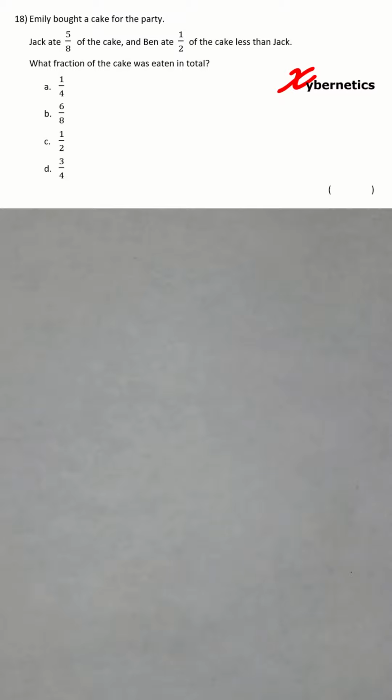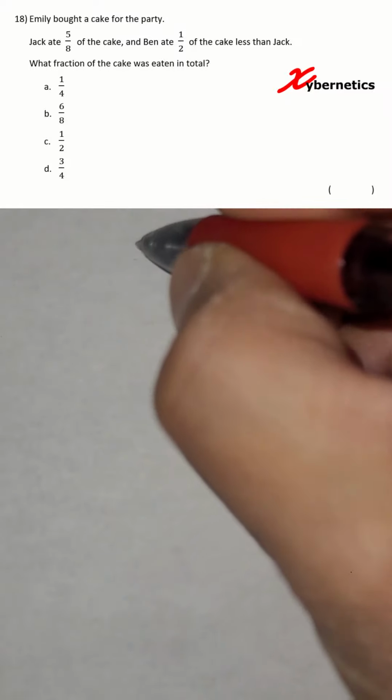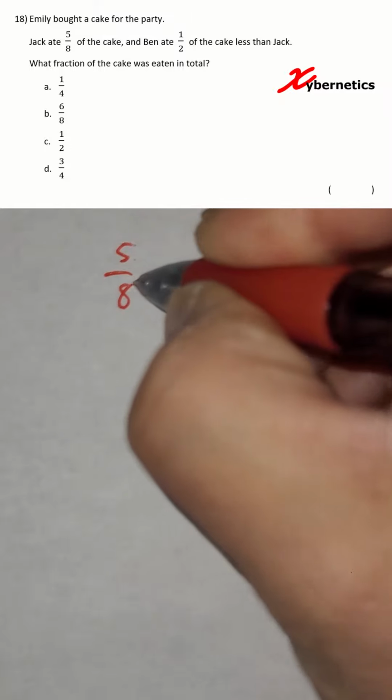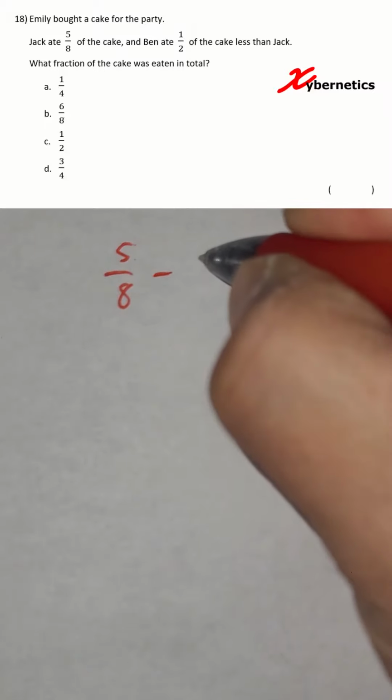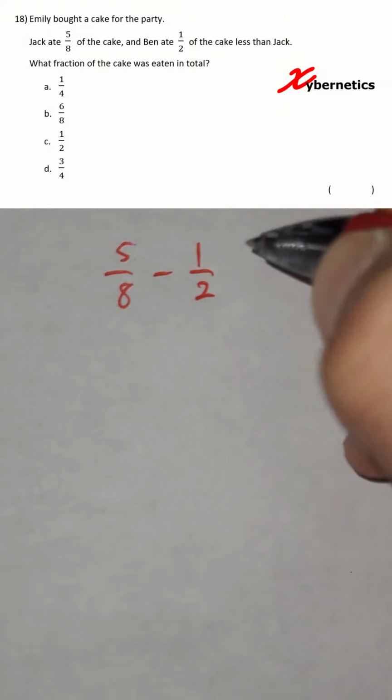Well, this is a very classic two-step word problem. The first thing we're going to have to do is to find the amount of cake Ben ate. We know that Jack ate 5/8 of the cake, and in order to find Ben's amount, we're going to have to subtract half from that, because the question says that Ben ate half of the cake less than Jack. So we're going to basically say minus 1/2, which is half.